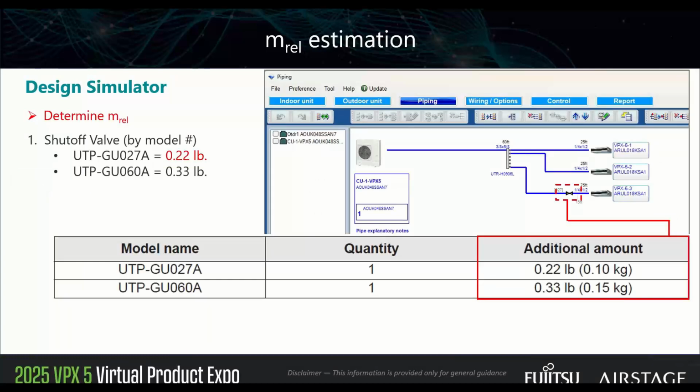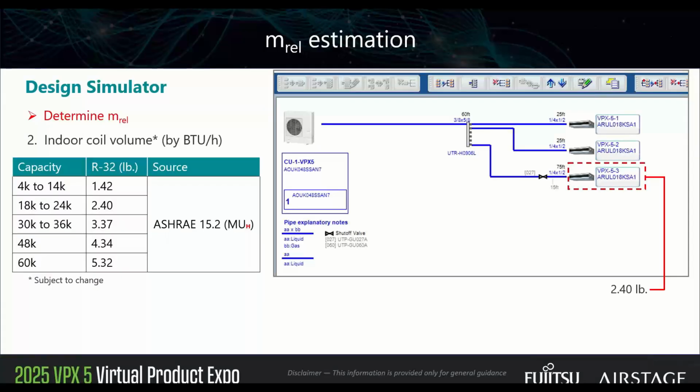First one, again by the numbers, we'll take a look at the shutoff valve. The shutoff valve holds an amount dependent upon the model number. In this example, we're using the 027 model, which again can be selected through Design Simulator. So we see that it holds about 1/4 pound of refrigerant. That's pretty straightforward. Next is, what about the indoor coil? We call them heat exchangers. How much refrigerant is going to be contained within that coil? And there's an interesting aspect here to how ASHRAE calculates this.